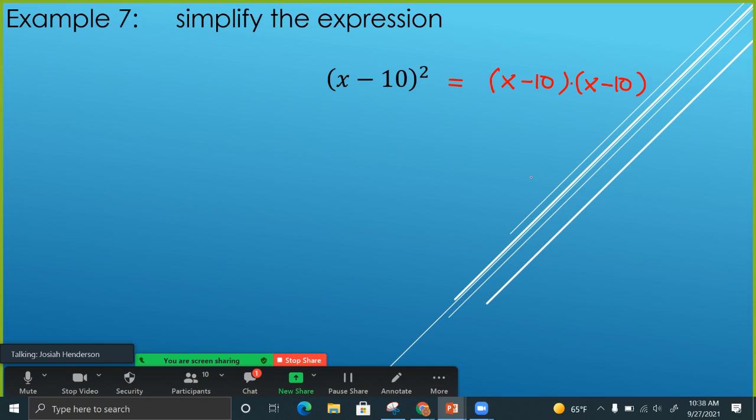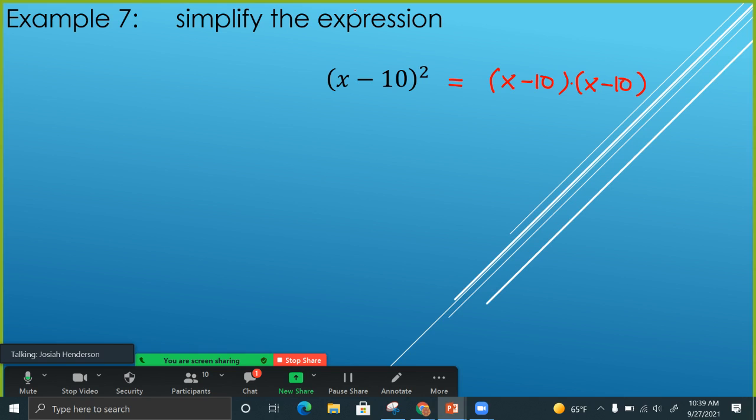Did you want the answer? Oh, does someone have it already? Please. I don't know if I'm right. I might be wrong. Is it x squared minus 20x plus 100? Yeah. Good job, Anaya. High five. Boom.